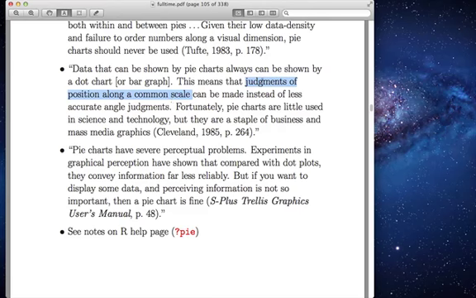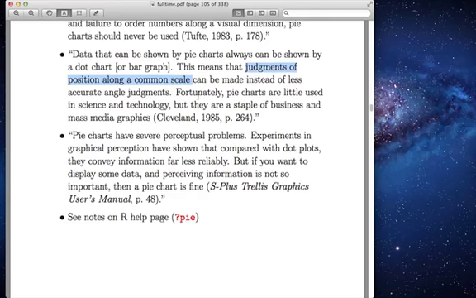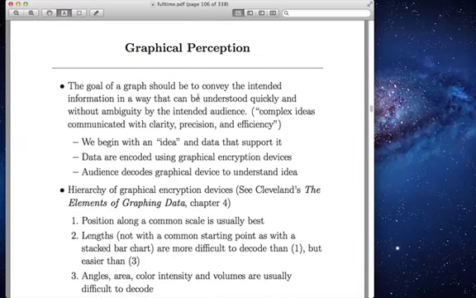Let's talk a little bit about what this position along a common scale is all about. So there's a whole area of graphical perception. A lot of this was started by Cleveland. Cleveland ran a lot of laboratory experiments where he tried to understand what the eye could perceive most accurately. So I'd now like to tell you a bit about graphical perception.